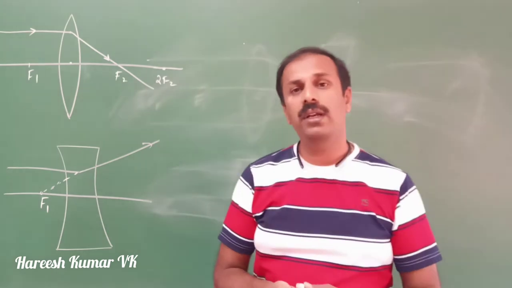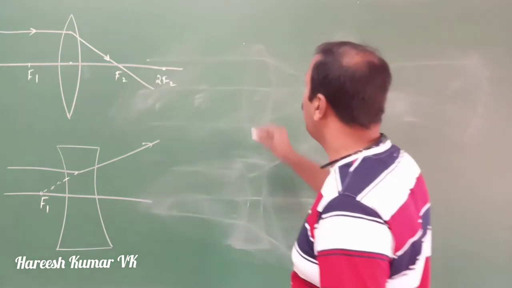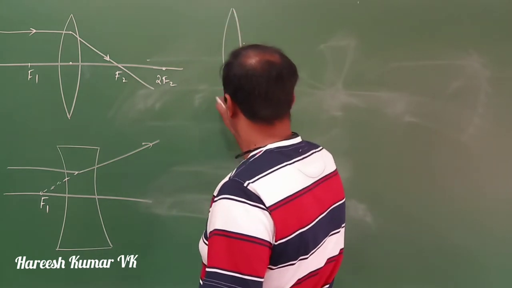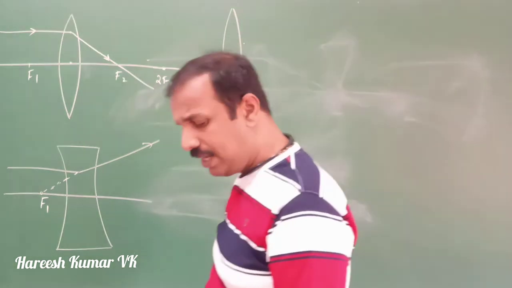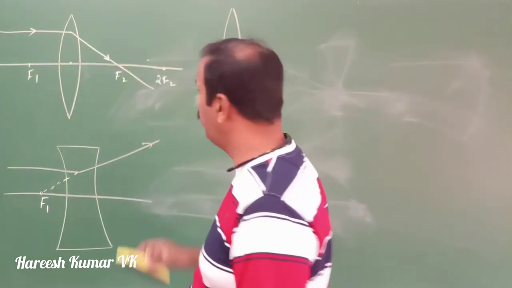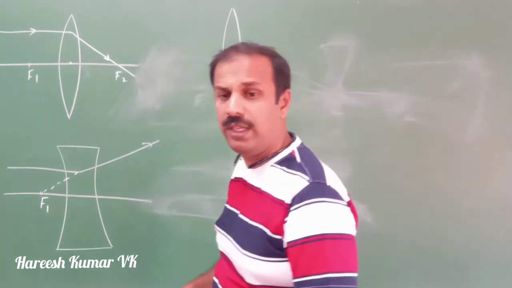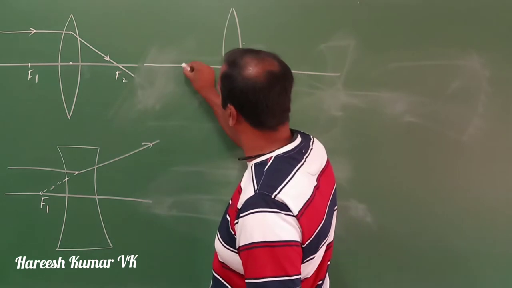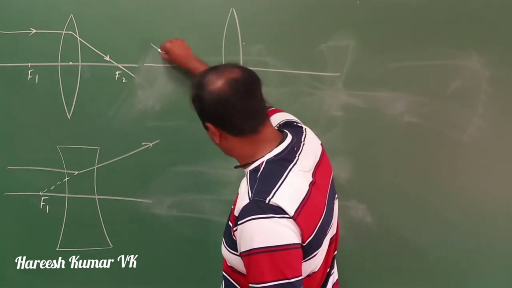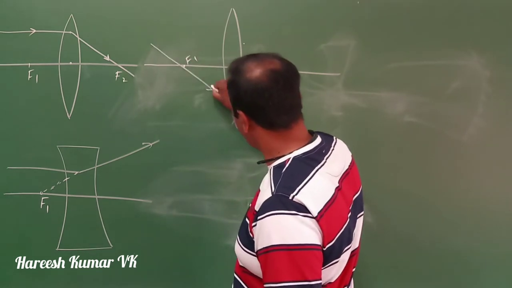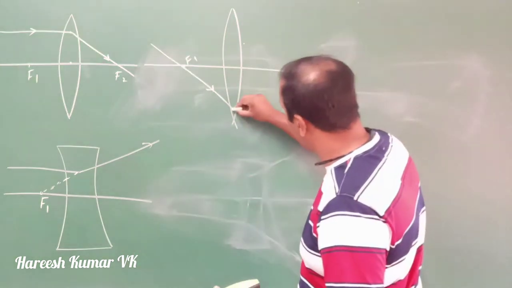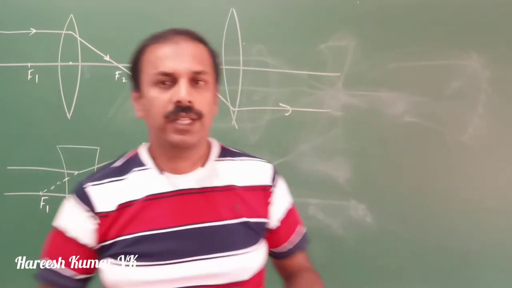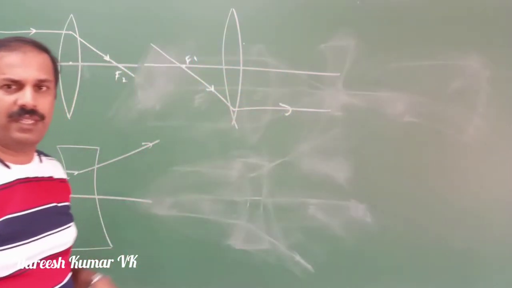Now what is the next one? If the ray is passing through the focus, how will it be? That's the second part of this. See, like this, and here you have F1. If a ray is coming like this, very simple, you can guess it. It will pass parallel to the principal axis like this. So the ray will go parallel to the principal axis.